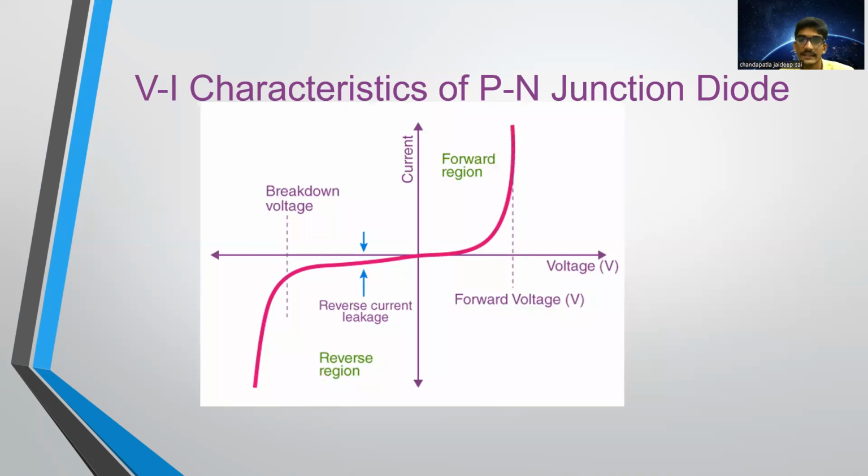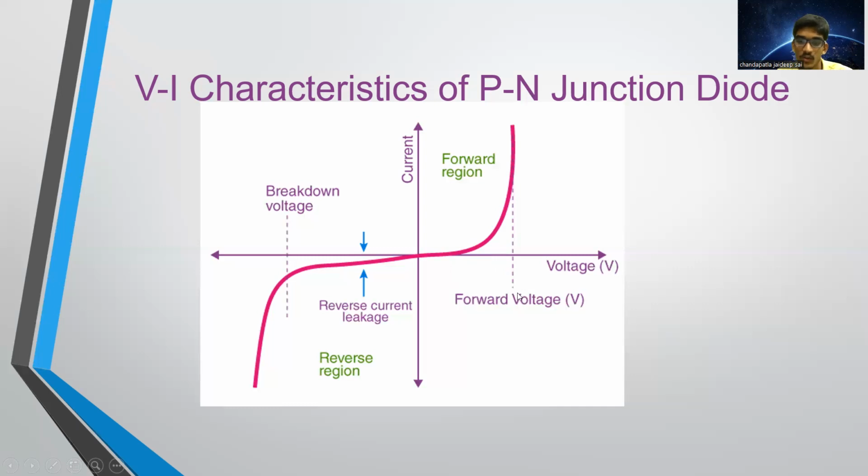So coming to the VI characteristics of PN junction. So here we have a graph, and in this graph, the x coordinate axis is the voltage, which is represented by the letter capital V. And in the y axis, we have the current. And here in the first quadrant, the forward region is formed, and the graph can be seen as a curve. The starting of the forward biasing.